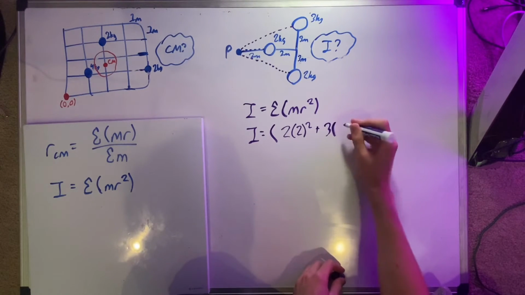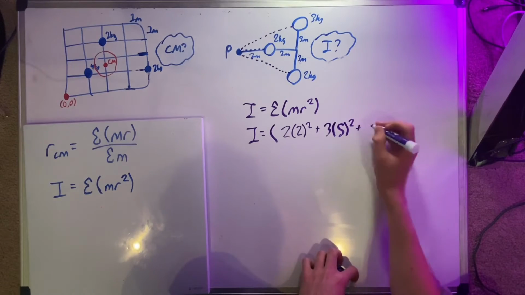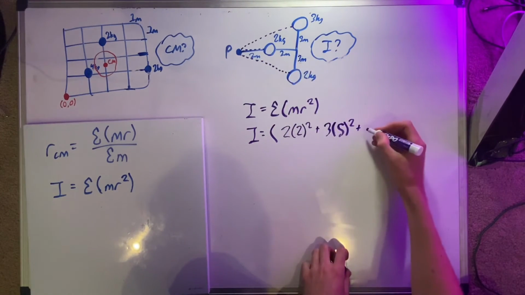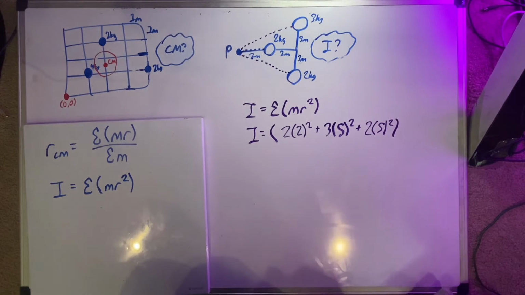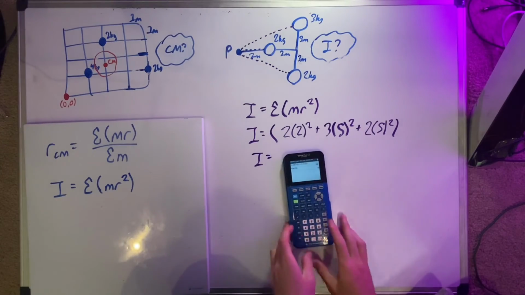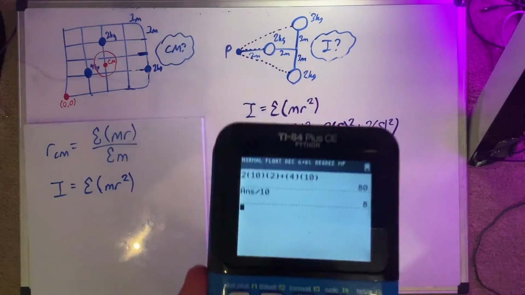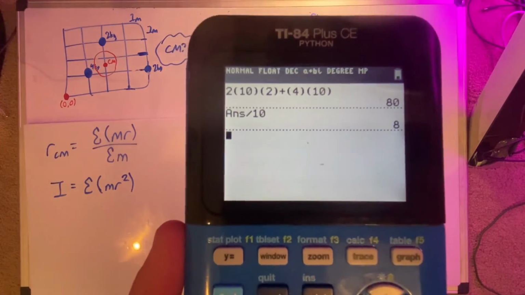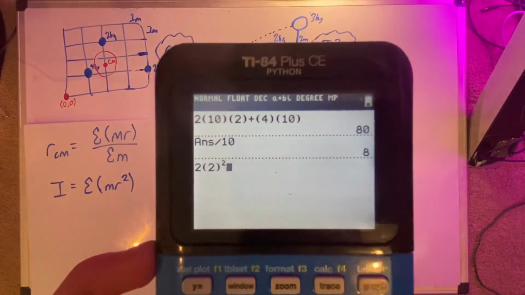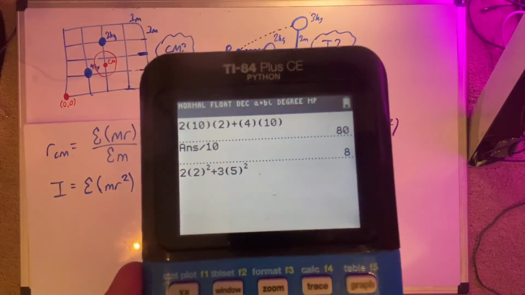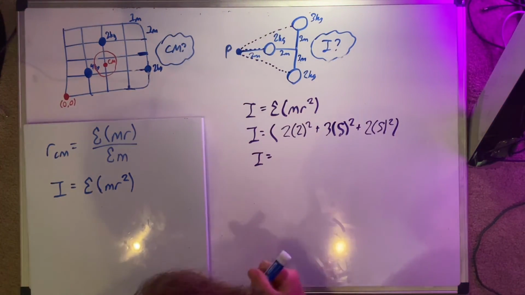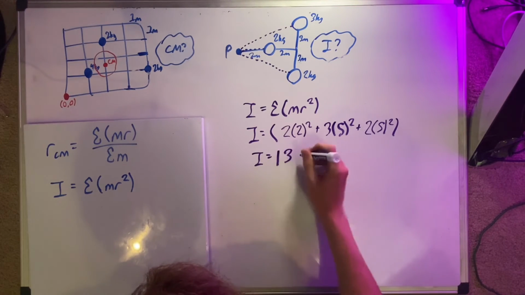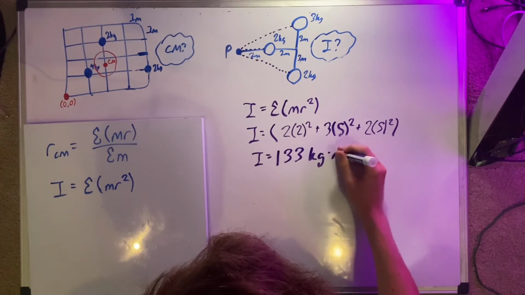So we're going to have 3, the mass, times 5, the radius squared, plus the same thing because it's just 2, 2, and 3 again. So it's a Pythagorean triple triangle again, except this time we're going to have 2 times 5 squared, all in parentheses. So I is equal to all of that. So let us put that one in now. 2 squared plus 3 5 squared plus 2 5 squared is equal to 133, which means our moment of inertia is 133 kilogram meters.